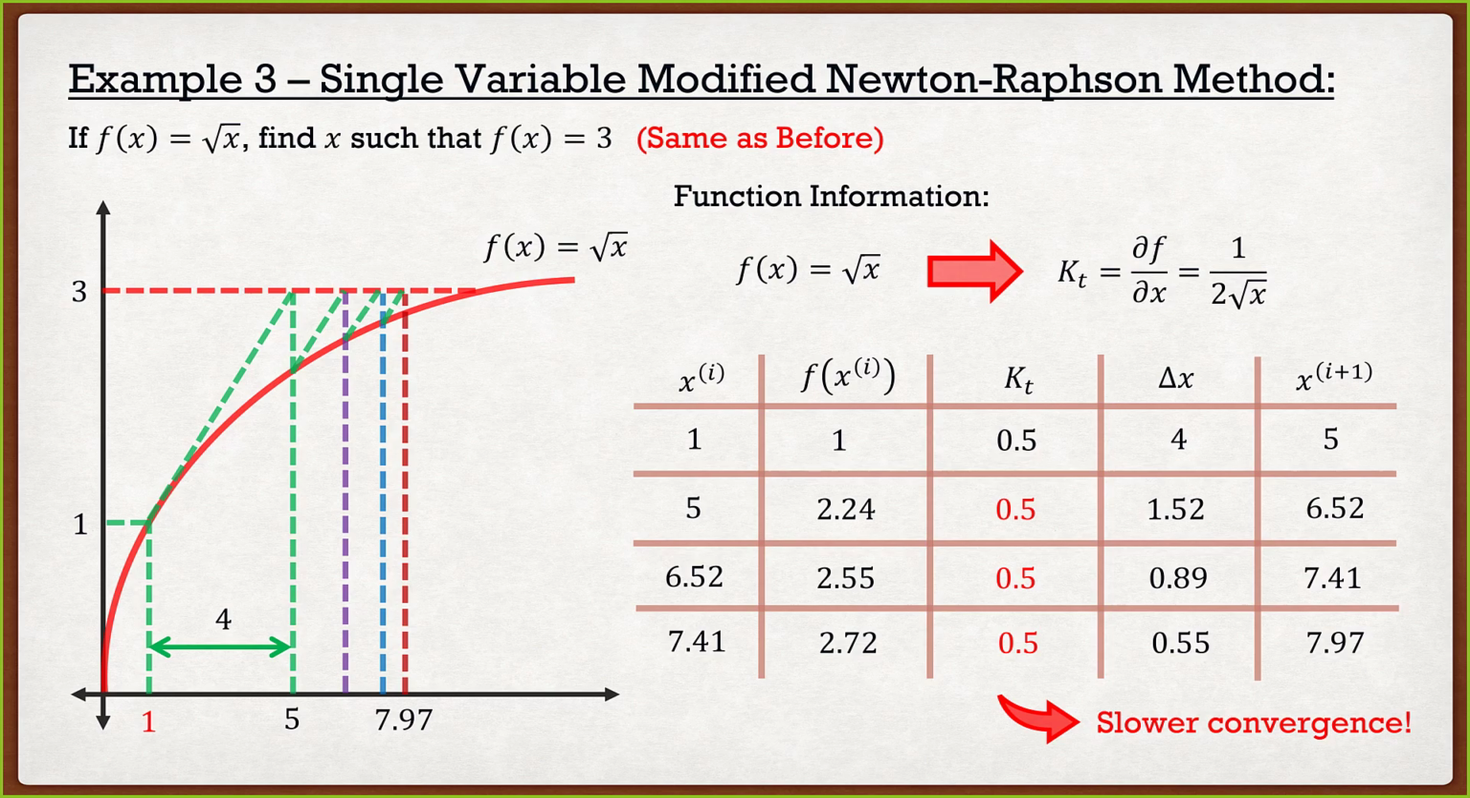All right, so that is the Newton-Raphson and the modified Newton-Raphson method. How are you guys feeling about this method? Is it making sense to you? Is it a bit complex? What do you guys think?